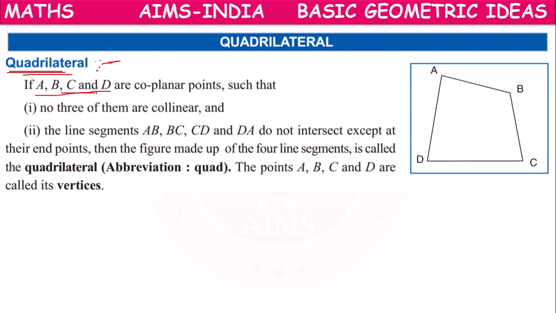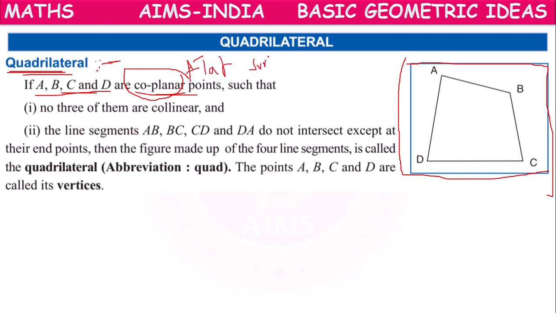if A, B, C, D are coplanar points. What is the meaning of coplanar, children? Lying in the same plane. If A, B, C, D are points which are lying in the same plane. Plane means a flat surface. A flat surface is called a plane.